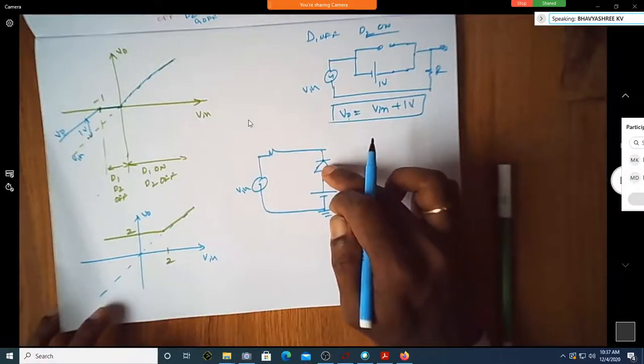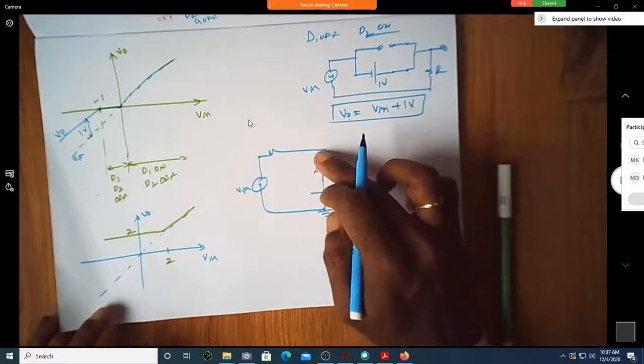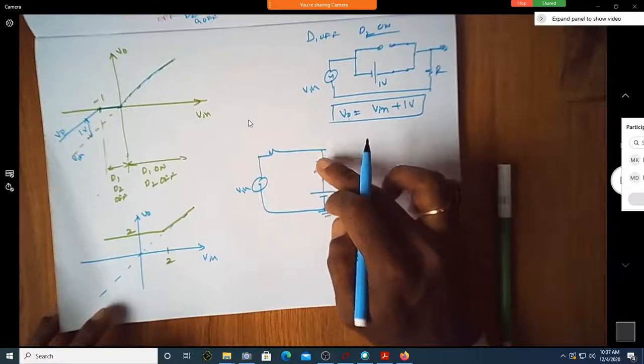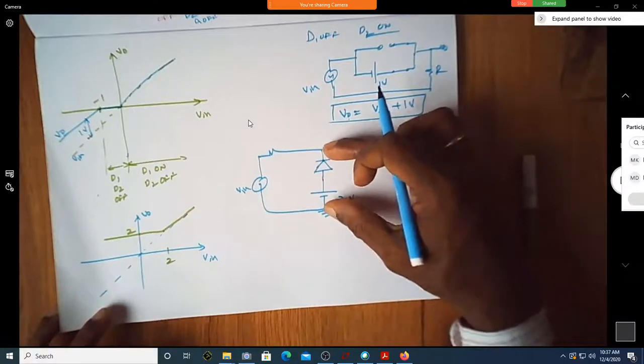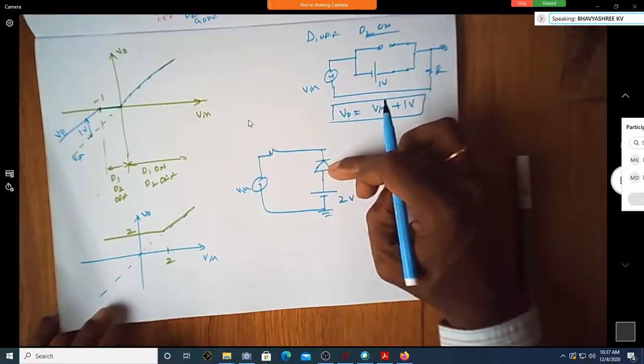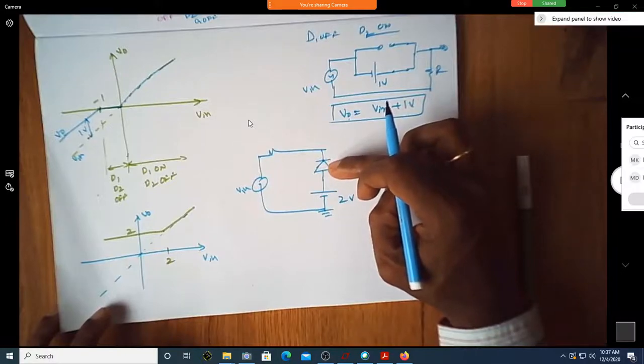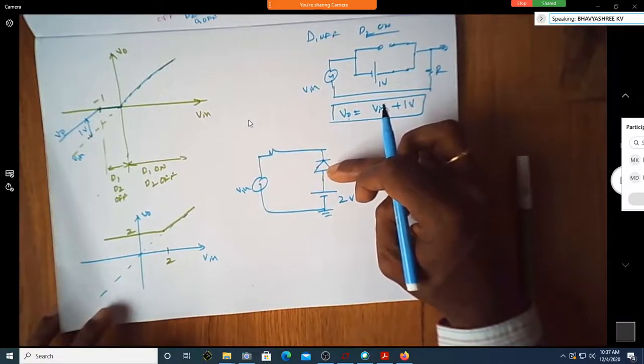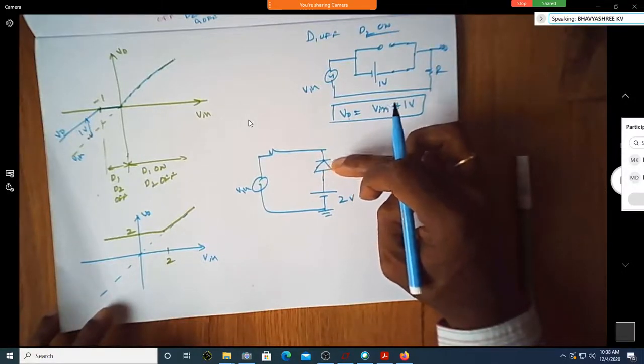If it is in on condition, shall I replace it by a short circuit? Yes, sir. If it is a short circuit, what is the voltage? Is it not 2 volt? Yes, sir. This will be 2 volt as long as this diode is on. Till what input voltage will this diode be on?